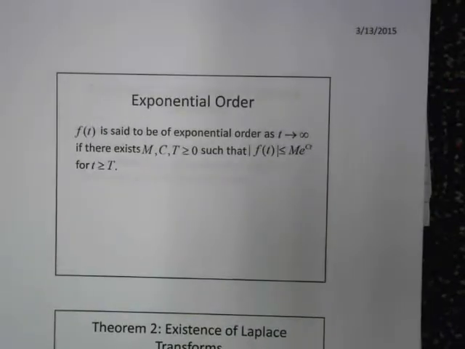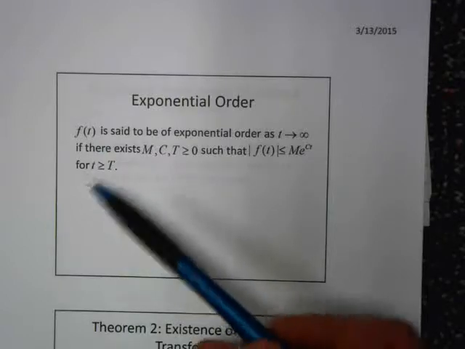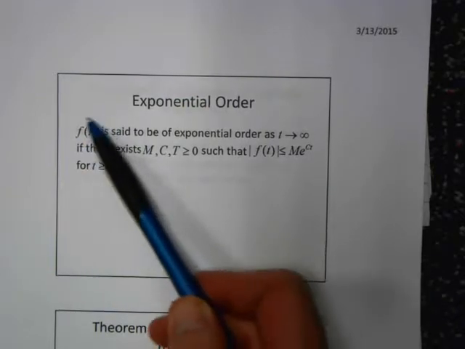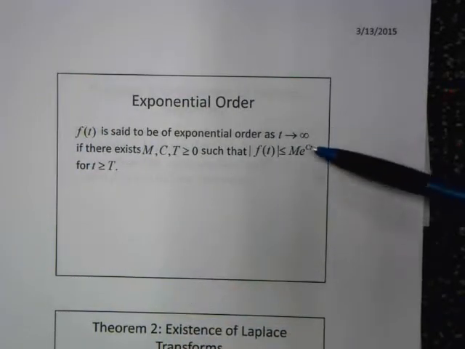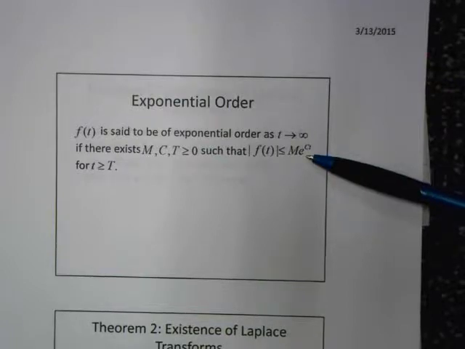Next definition. f of t is said to be of exponential order as t approaches infinity if there exist m, c, and T such that the absolute value of f of t is less than or equal to m e to the ct whenever t is greater than or equal to T. Once again, convert that to English. Basically what this is saying is f of t is of exponential order if it's eventually smaller than some exponential function.